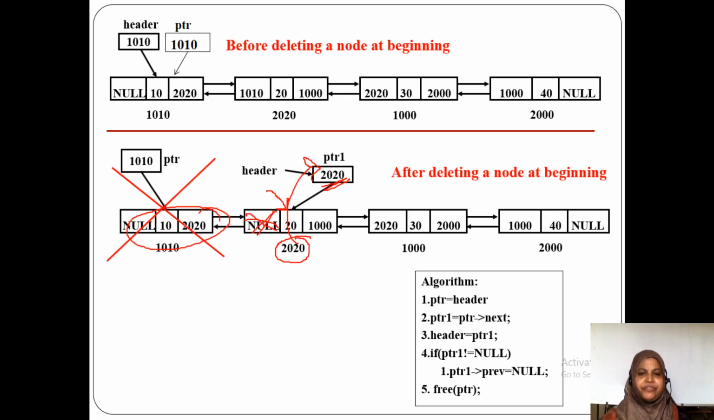Right? Here first, how are we going to delete the element? First, I am going to save the header value in PTR. So PTR1 is PTR next. Now if PTR is not equal to null, PTR previous equals null, so we just assign the previous value as null. Then free that particular PTR. This is the deletion of the node.